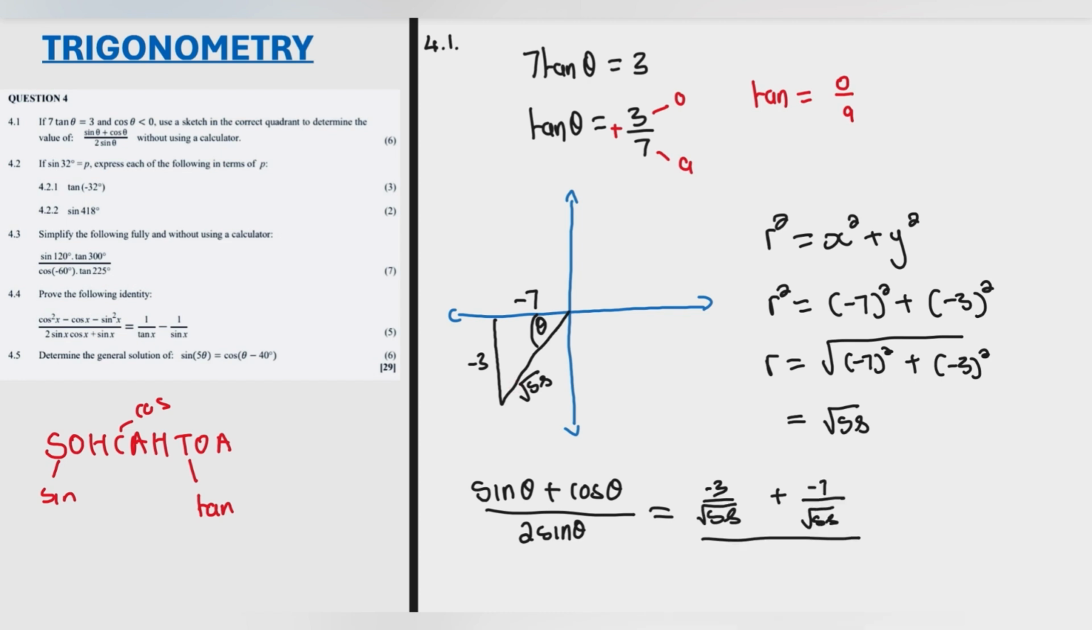All divided by 2 sine theta. So we already have determined the ratio of sine of theta, so we can just say 2 minus 3 over square root of 58. Then you plug this on your calculator. Let's see what you get.